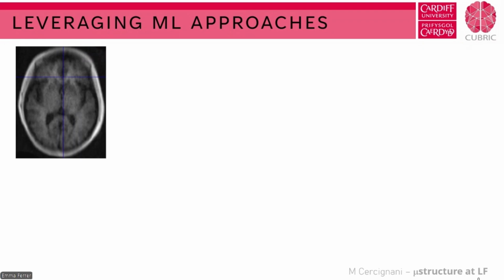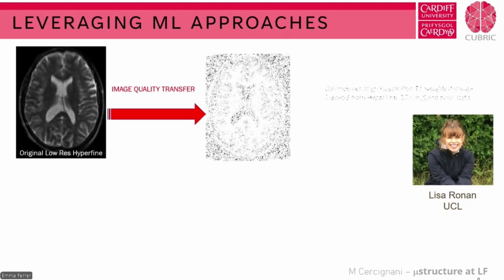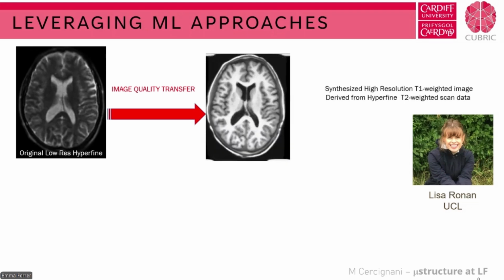Here you can see a standard T1 weighted image obtained at 64 millitesla, not very impressive. T1 really doesn't give a great contrast at these field strengths, but T2 works much better. Here you can see a T2 weighted scan. And in this work by Lisa Ronan, what she tried to do was, starting from this image, learn the contrast that you will get at high field in a T1 weighted volume, and then apply this retrospectively. So this approach, which is called image quality transfer, allows you to produce a synthetic T1 weighted image.